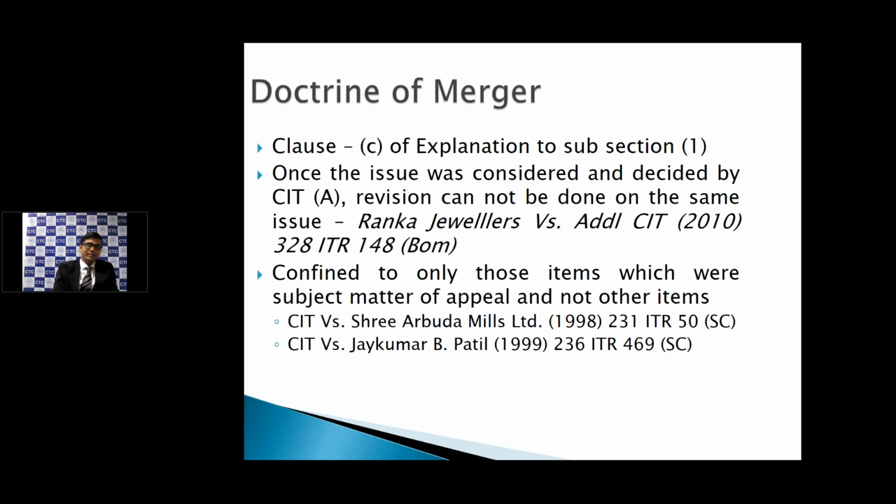So doctrine of merger suggests that once an order gets merged into the other order or order of a higher authority, we need to further see whether it is a doctrine of partial merger or a doctrine of total merger. As far as section 263 is concerned, it is only a doctrine of partial merger, because the language of clause C, explanation to subsection 1, suggests that the issues which have been considered and decided by CIT appeal cannot be subject matter of revision. Other issues which have not been considered and decided by CIT appeal can be subject matter of revision, and therefore the order of the AO gets merged into CIT appeal's order only to the extent of the issues which have been considered and decided by CIT appeal. This is the doctrine of partial merger.